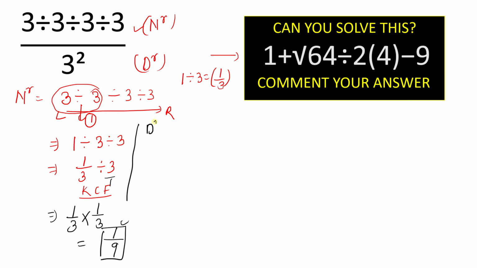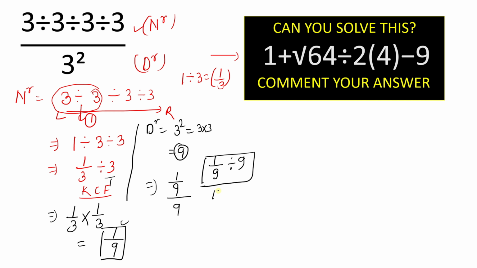And to solve the denominator part, we have 3 square, which is 3 times 3, which equals 9. So our final equation is 1 by 9 divided by 9. Now again, we can use KCF here. We will keep this 1 by 9 as it is, and this division will be changed to multiplication, and this 9 will become 1 by 9. Or we can say 1 times 1, that is 1, and 9 times 9, which equals 81. So 1 by 81 is the right answer.